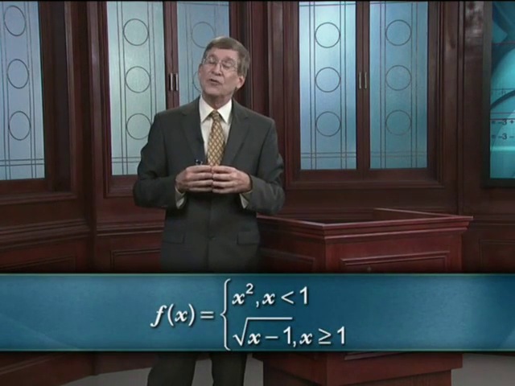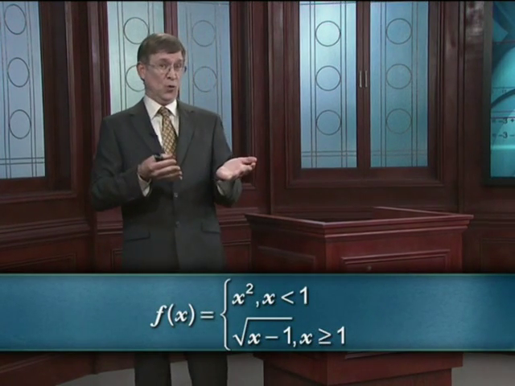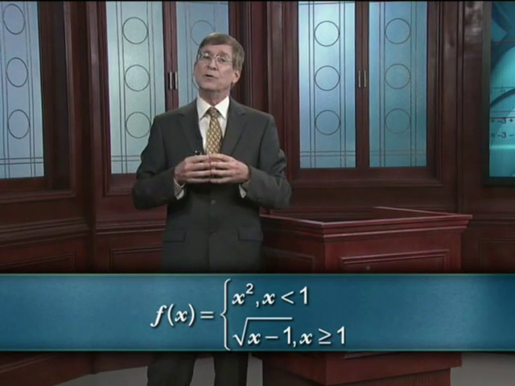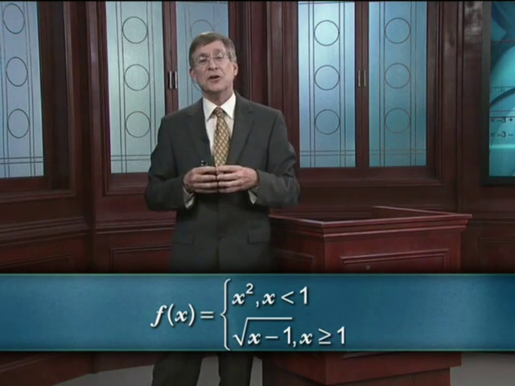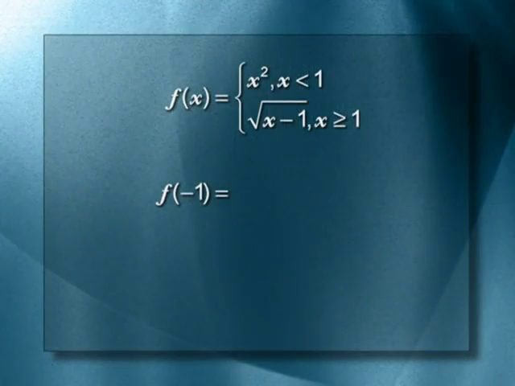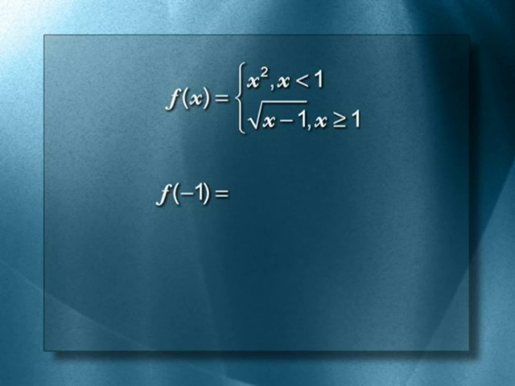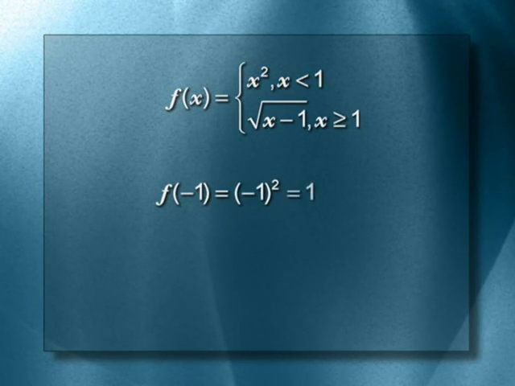Let's look at another function that's a little more complicated. This function, again, is defined by two rules, and here's how it goes. The function f of x equals x squared if x is less than 1, and it equals the square root of x minus 1 if x is greater than or equal to 1. So again, let's become comfortable with this function by plugging in some numbers and seeing the output. What's f of minus 1? Well, minus 1 uses the top rule. So f of minus 1 would be minus 1 squared, or 1.